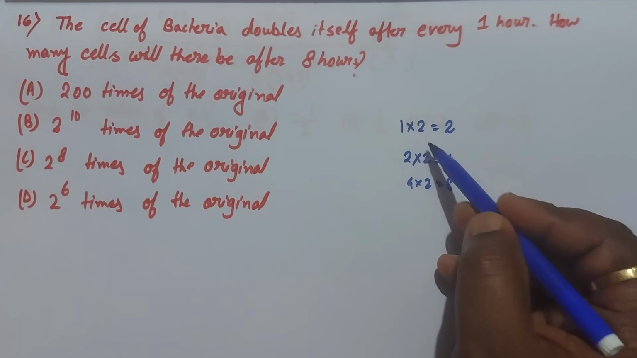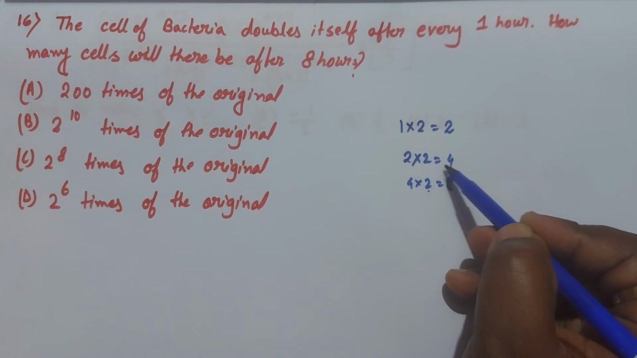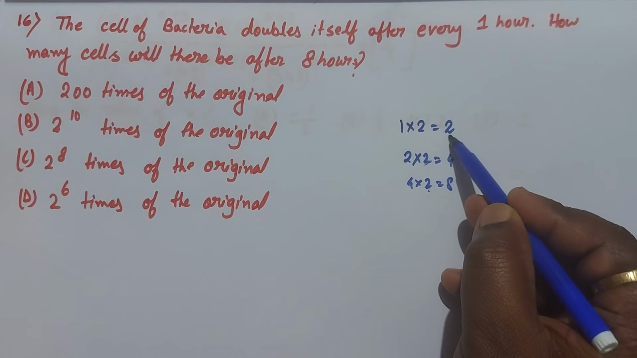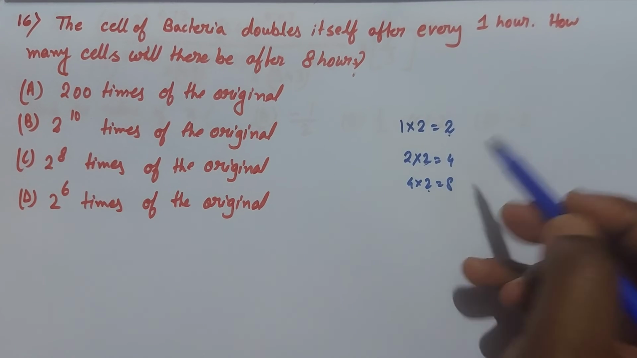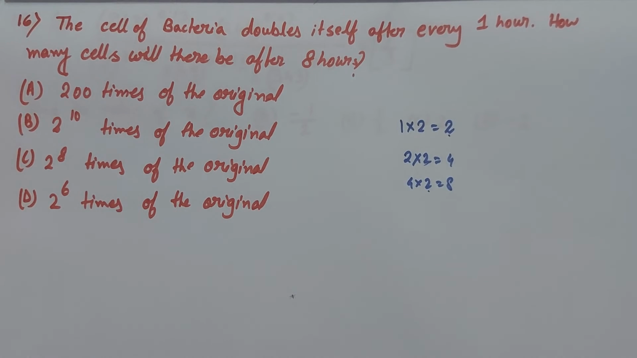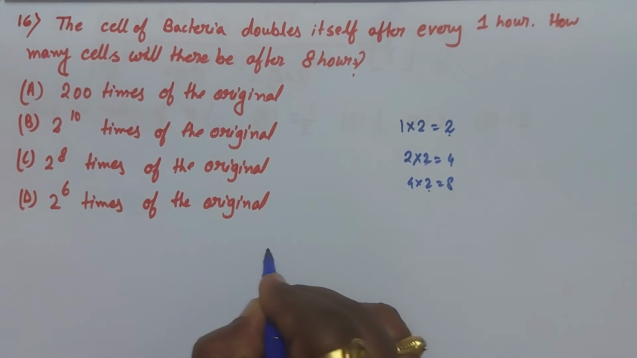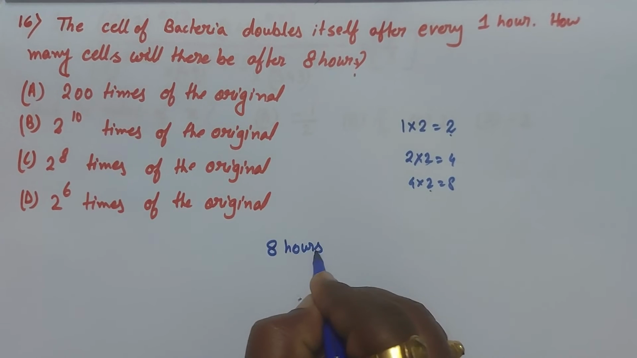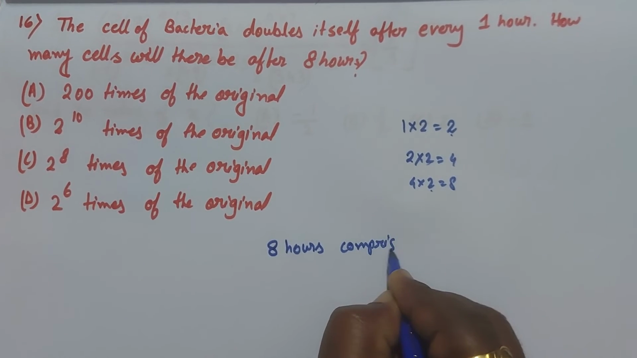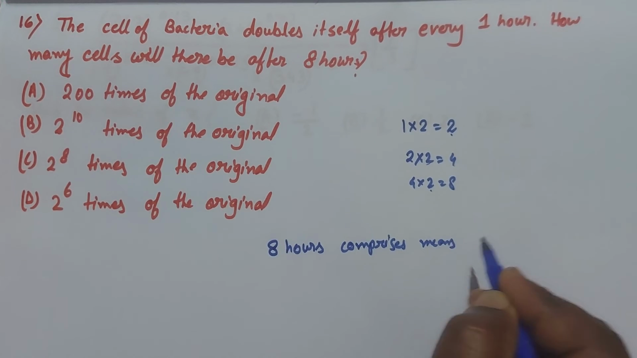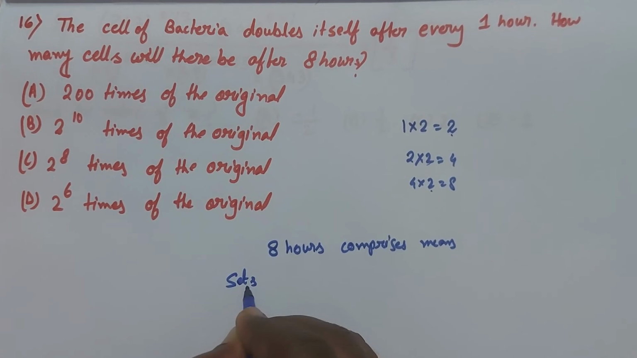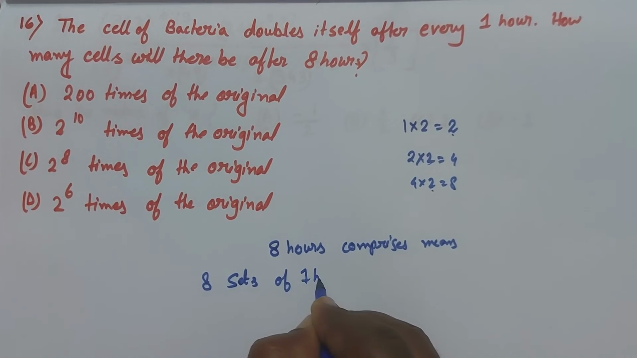In this way, after every 1 hour we have to multiply 2 with the previous amount. Like here 2 is multiplied with the previous amount 2, here 2 is multiplied with the previous amount 4. So 8 hours comprises 8 sets of 1 hour, isn't it? 8 hours means 8 sets of 1 hour.